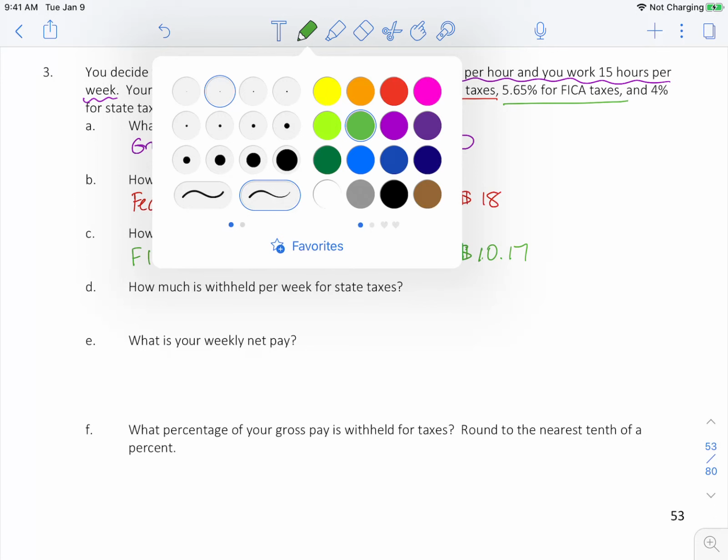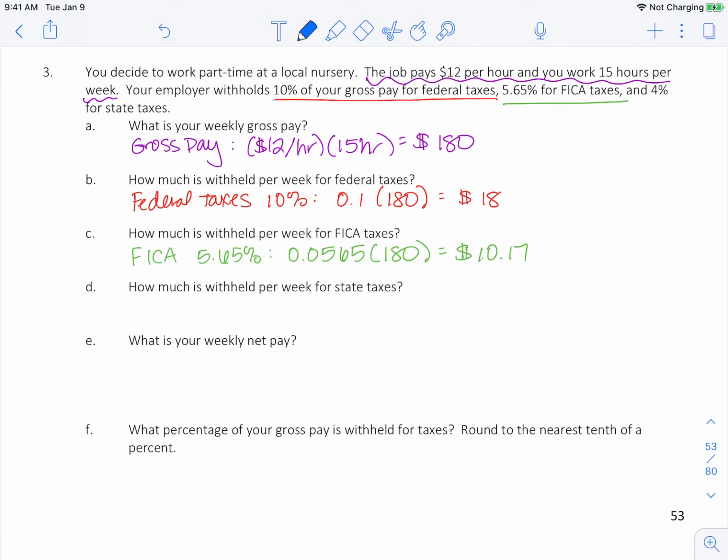Next, we're asked how much is withheld per week for state taxes. Again, it says 4% for state taxes, so please calculate this one. So for state, it's 4%, so we're doing 0.04 times the $180 gross pay, and that gives us $7.20.